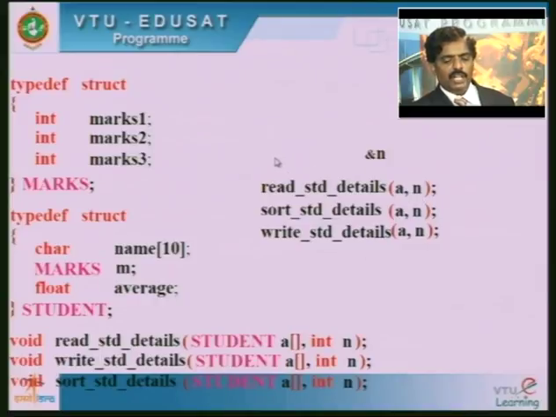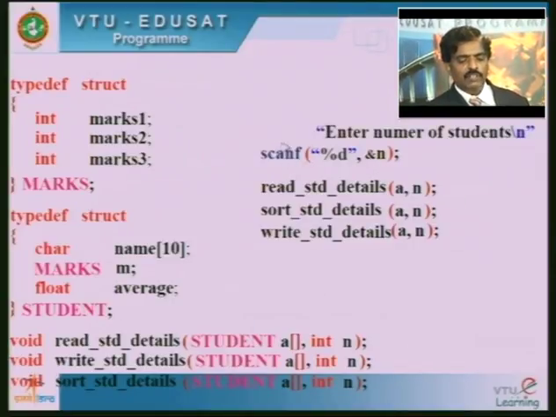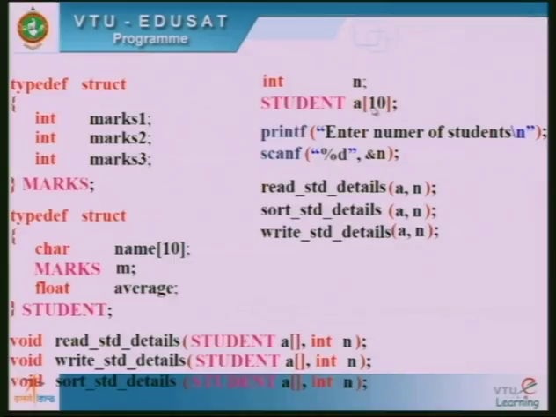How can we supply the value for N? Here we have to write scanf. So scanf %d ampersand n. Normally before scanf we write printf, enter the number of students. Now tell me, what are all the variables we are using here? N and A. So here we write N is of type integer. What about A? A is an array of student records.